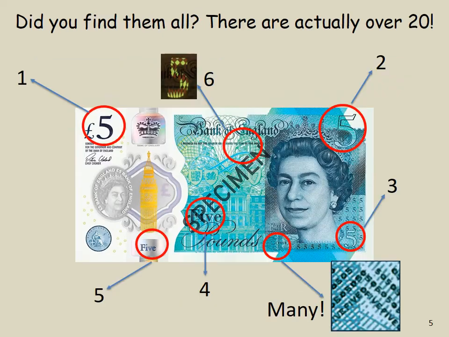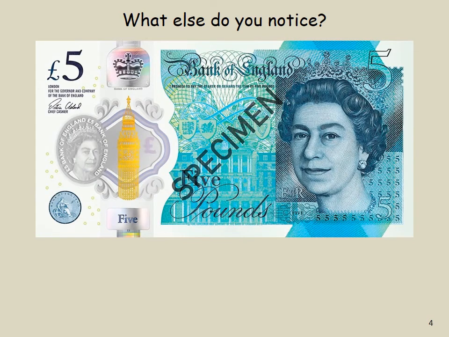Brilliant. Did you find them all? There are actually over 20 featured on the banknote. But you never realised there was that many, did you? What else do you notice? Pause the video here and just make a note of anything you notice on the £5 banknote.